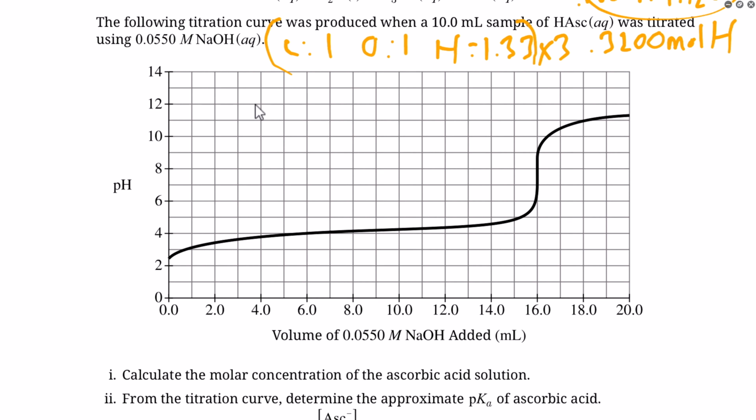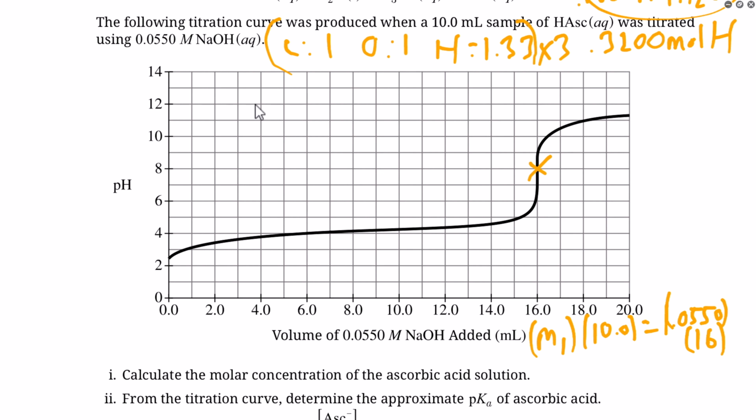So the equivalence point's right here at 16 milliliters. So what that tells me is that the concentration of acid, which we'll call M1, we use 10 milliliters of it, so 10.0, equals the concentration of the base, so 0.0550, multiplied by the volume of base that's added, which is 16 milliliters.